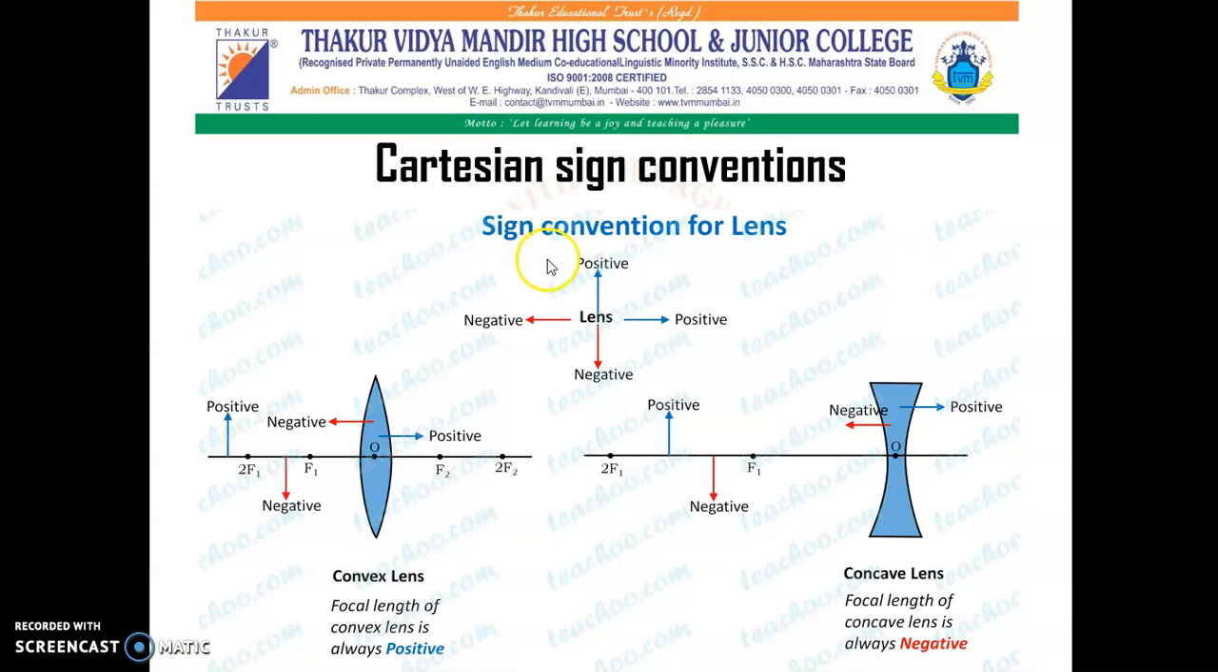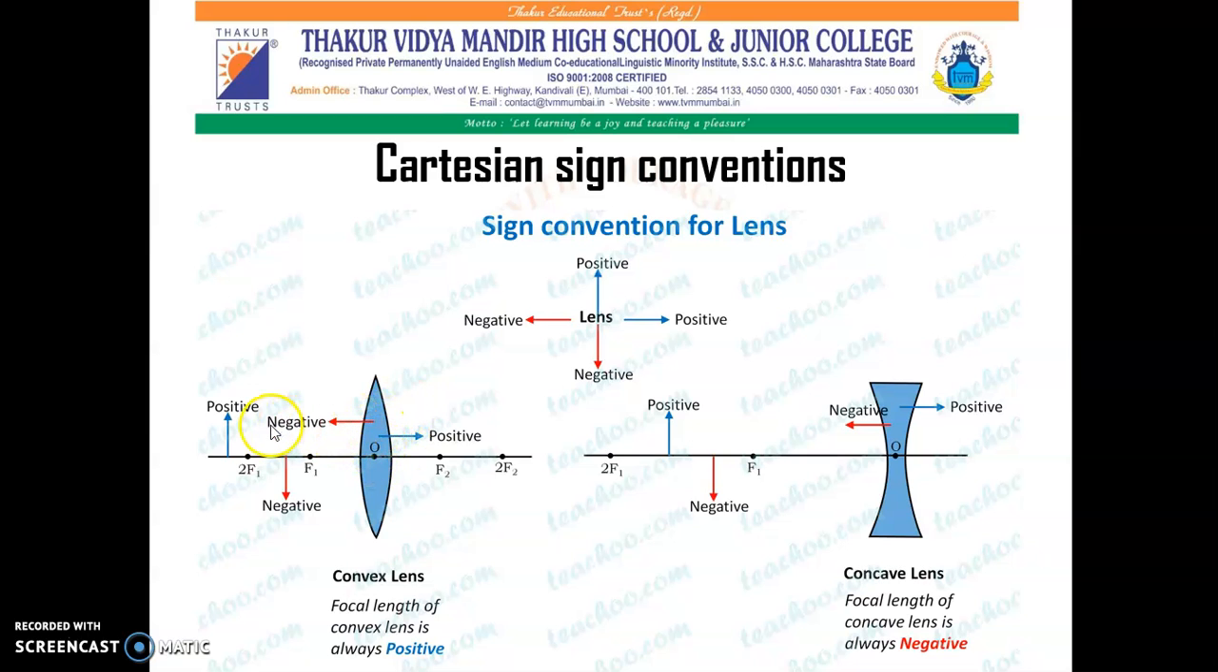Let us see the Cartesian sign conventions for lens. According to Cartesian sign convention, the optical center O is taken as the origin for both convex as well as concave lens. The principal axis is the x-axis of the frame of reference. The Cartesian sign conventions are as follows. The object is always placed on the left side of the lens and all the distances parallel to the principal axis are measured from the optical center only.